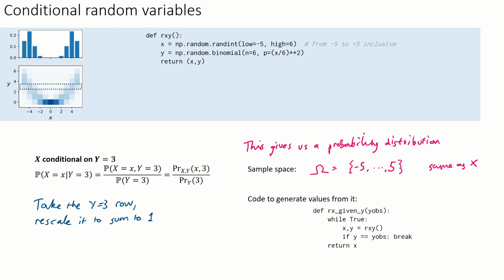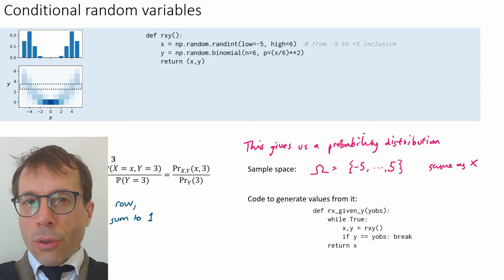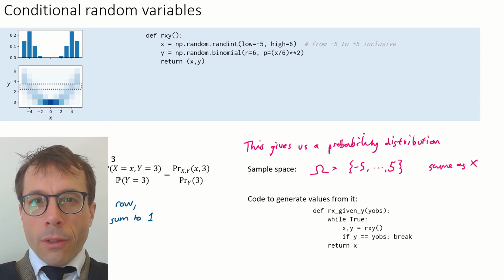Remember, we generated this entire 2D histogram by generating lots of x, y pairs and just plotting the counts. So if I want to get representative samples from the y equals 3 row, I just throw away all my x, y samples that don't lie on the y equals 3 row, and what I'm left with is samples of the conditional random variable. This sort of code works fine for the discrete case, where if we sample enough x, y pairs, we're sure to hit y equals 3 sooner or later.